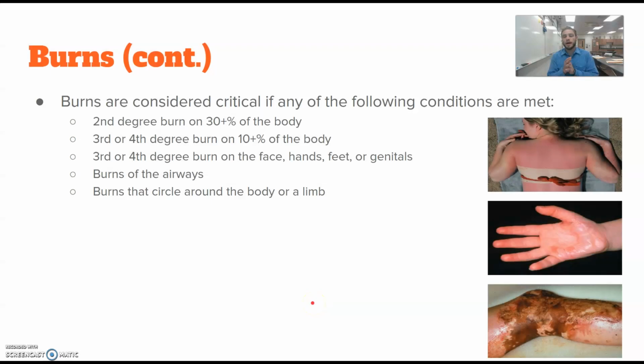So that is all we have on burns. Very, very quick look at burns. Hopefully it's not something you really have to deal with. Most people are lucky enough to stick with a general sunburn, and that's about as bad as it gets. But this is something that commonly affects the skin, and so that's why we include it here.